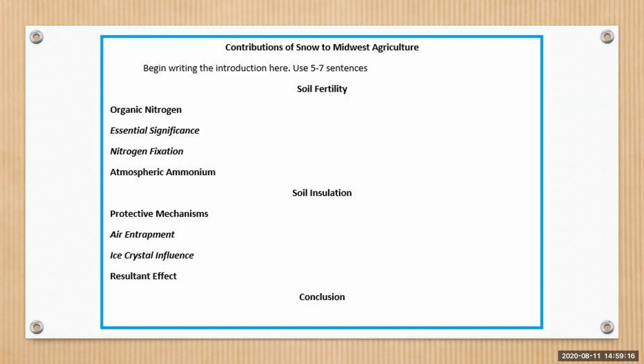Then they're all going to be linking paragraphs. So the very last sentence of that paragraph would point to organic nitrogen. So it might say something like, and one of the most important components in soil fertility is organic nitrogen. Okay, now you've linked over to that topic. Now go under that one and make a paragraph about organic nitrogen in a general sense. And maybe the last sentence says something like, two essential or vital components of organic nitrogen would be its essential significance and ability to fixate nitrogen. I don't know.